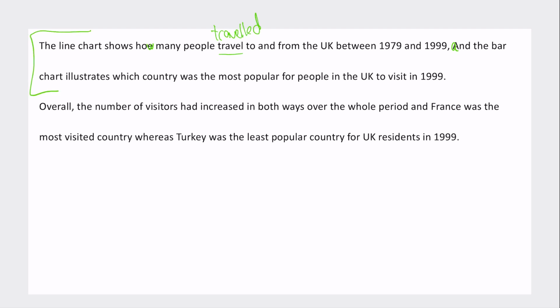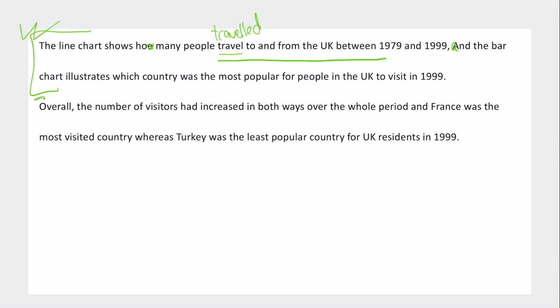This is a really nice summary. I like this summary a lot. I like the way they said to and from the UK. I think that's a really nice phrase for summarizing what the line chart's showing. And then they've stuck in the bar chart, because the bar chart doesn't really relate very much to the line chart. So I think that's a very good introduction.